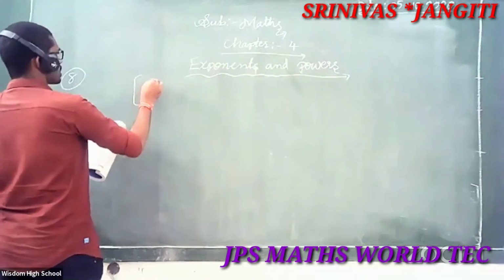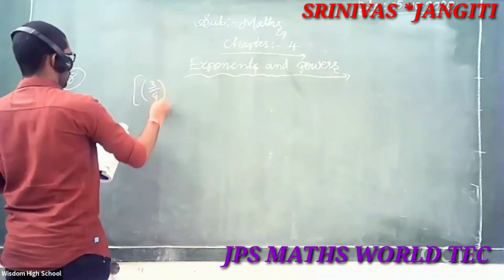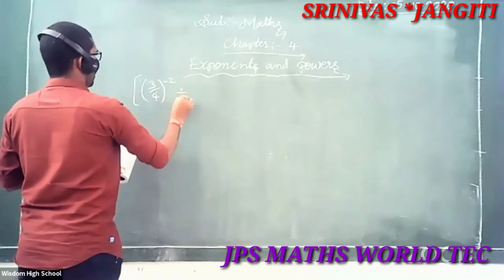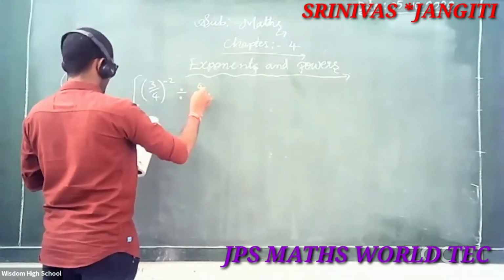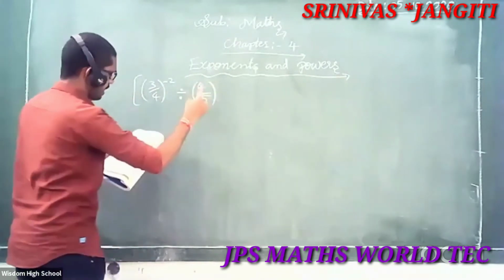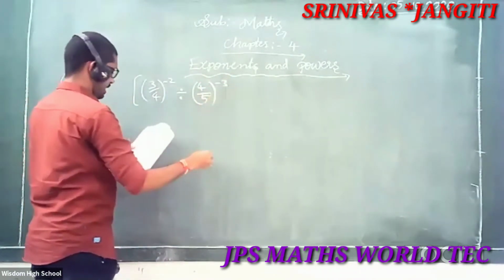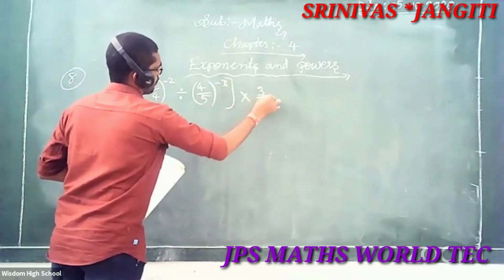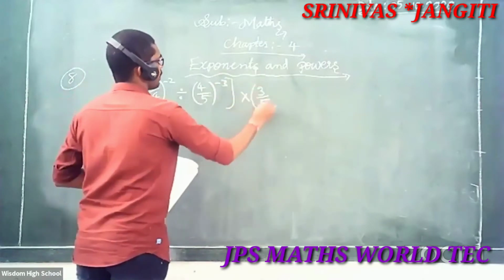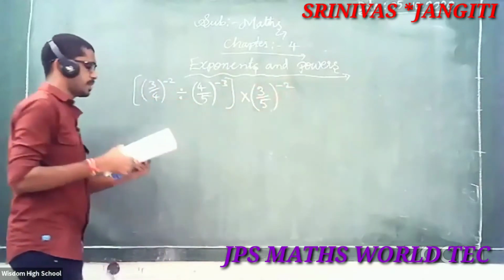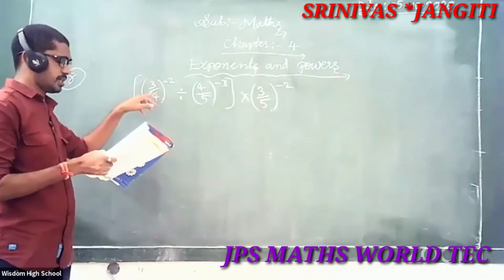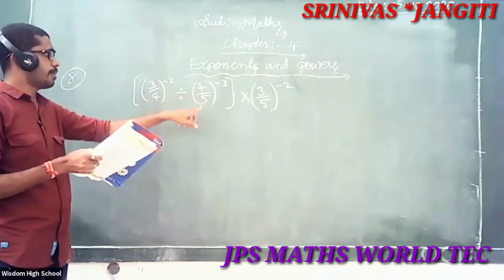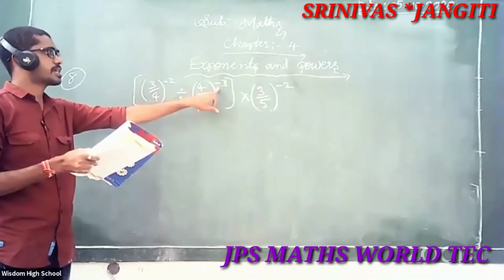What is here? 3 by 4 all to the power of minus 2 is divided by 4 by 5 all to the power of minus 3. Right, into 3 by 5 all to the power of minus 2. Observe the exponents and bases perfectly. Because only that remains: 3 by 4 all to the power of minus 2 is divided by 4 by 5 all to the power of minus 3. This is in the bracket.